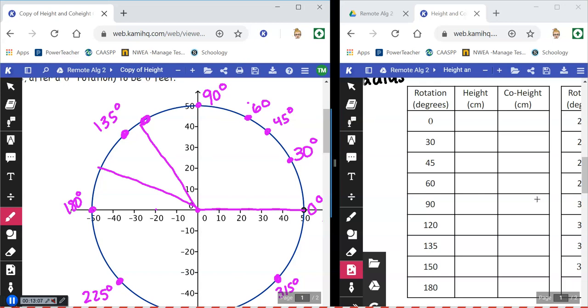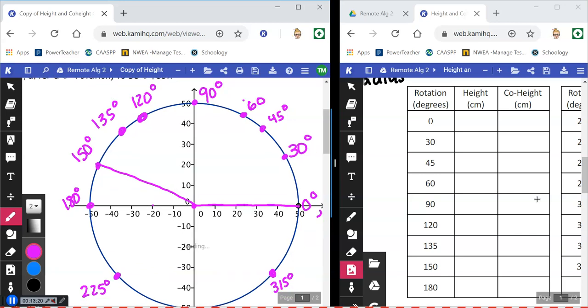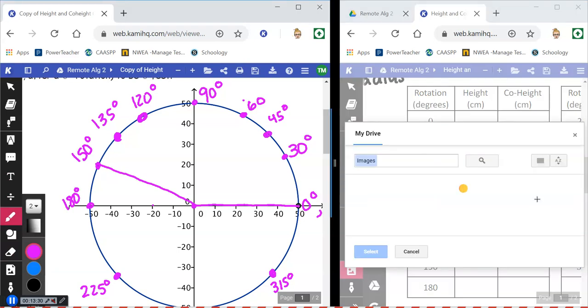So 90 plus 30 would be 120. And then 120 plus 30 would be 150. This would be 150. And I think 135 needs to move over just a little bit, because that should be halfway between both of those. So should 45, actually. 45 should be halfway between 30 and 60, right?